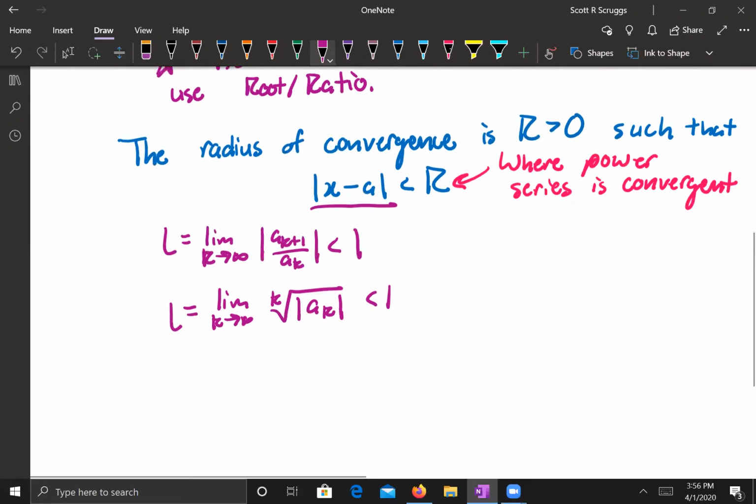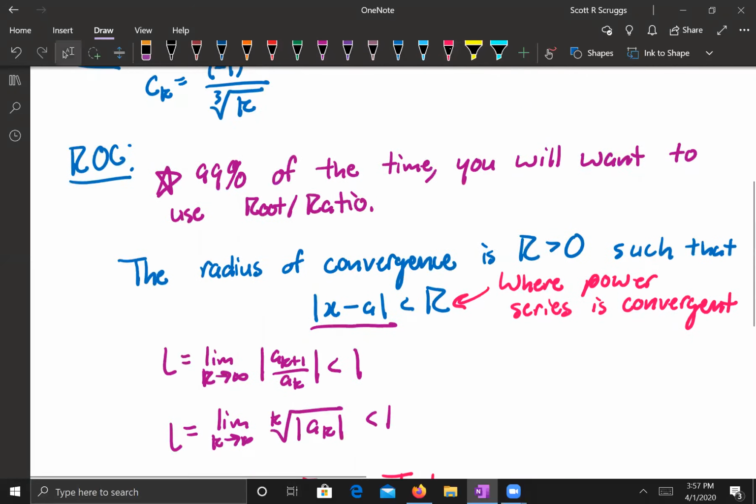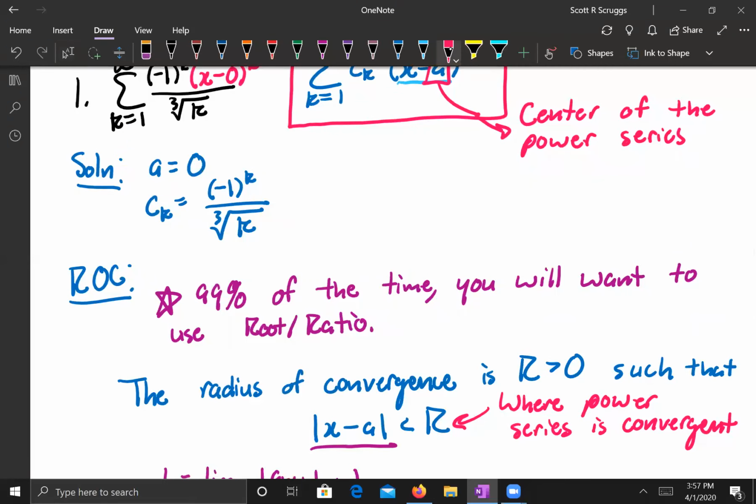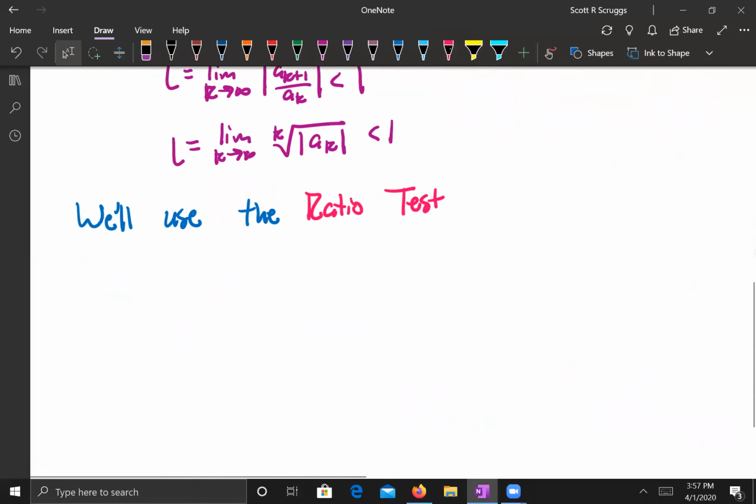So let's see how we do that for this example. For this example, I'm actually going to use the ratio test. The reason why I'm choosing the ratio test instead of the root test is because for my C of k, it's not k raised to the kth power, it's k cubed, which won't really help me in this case. So I'm going to stick with the ratio test and see what that gives me.